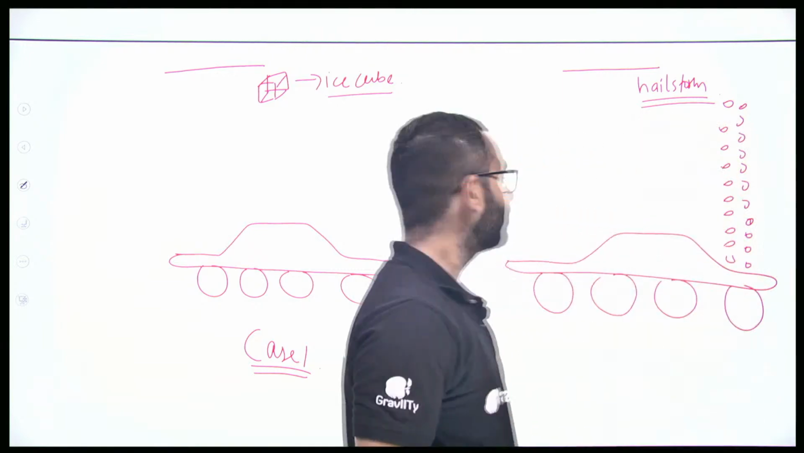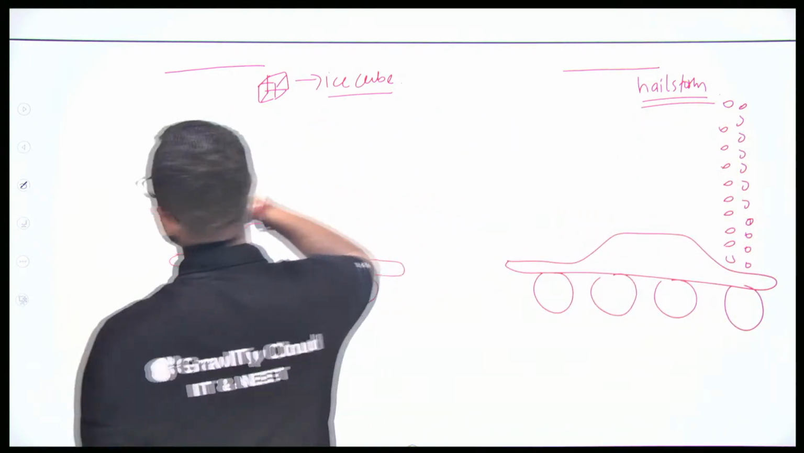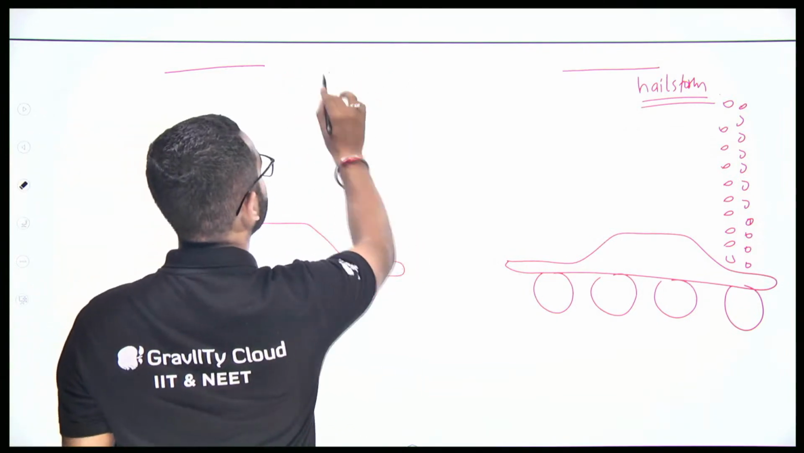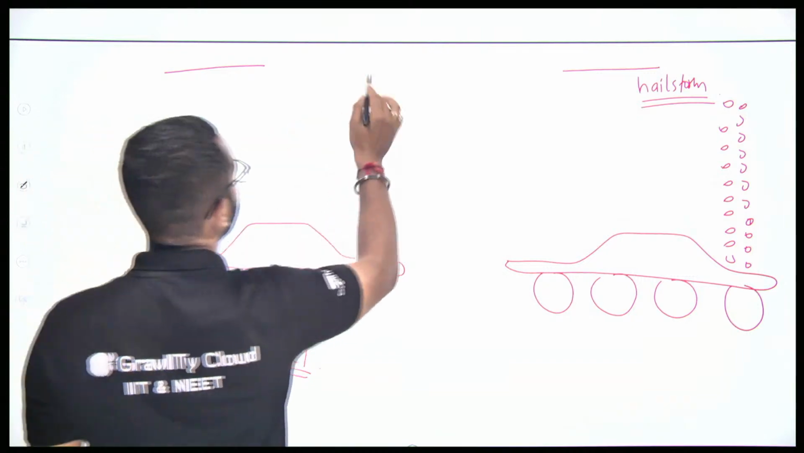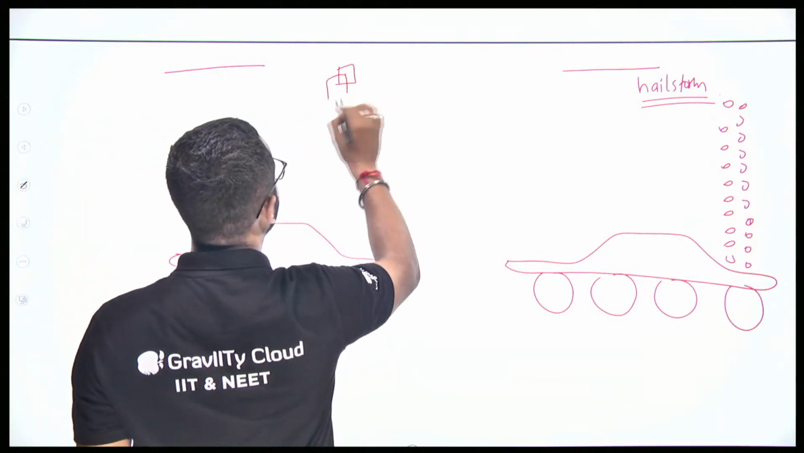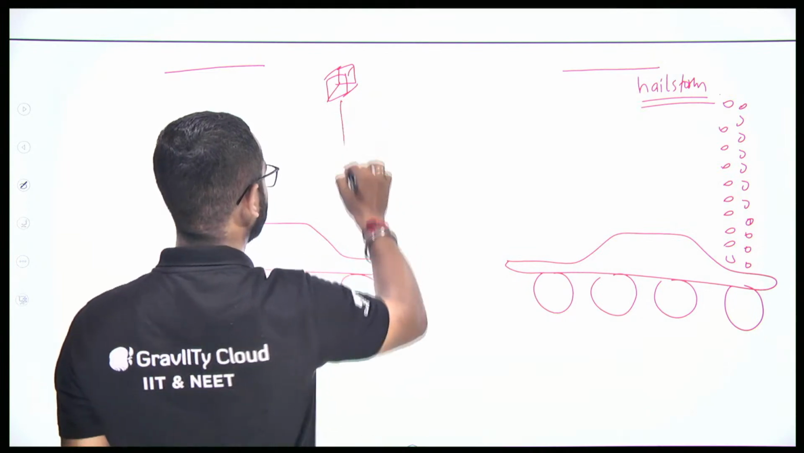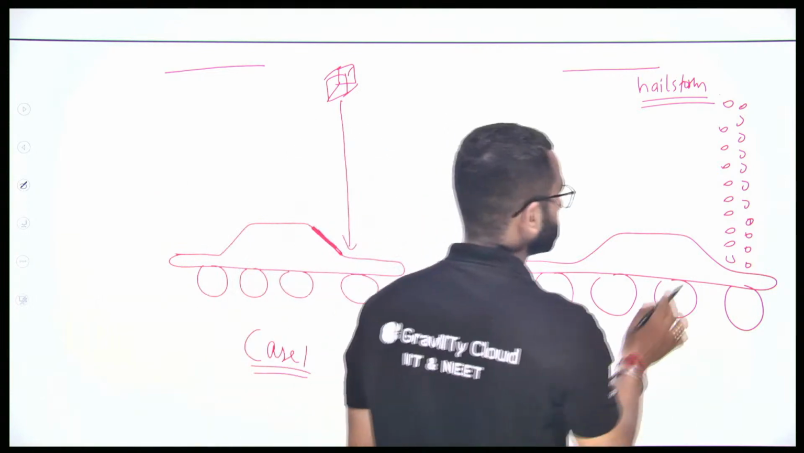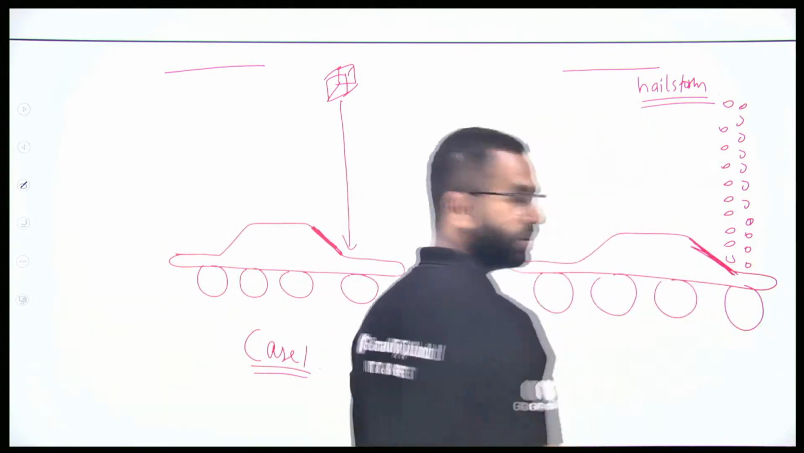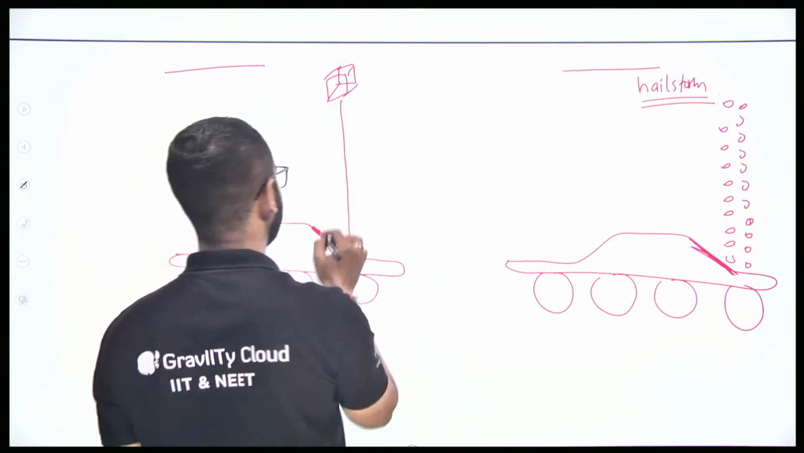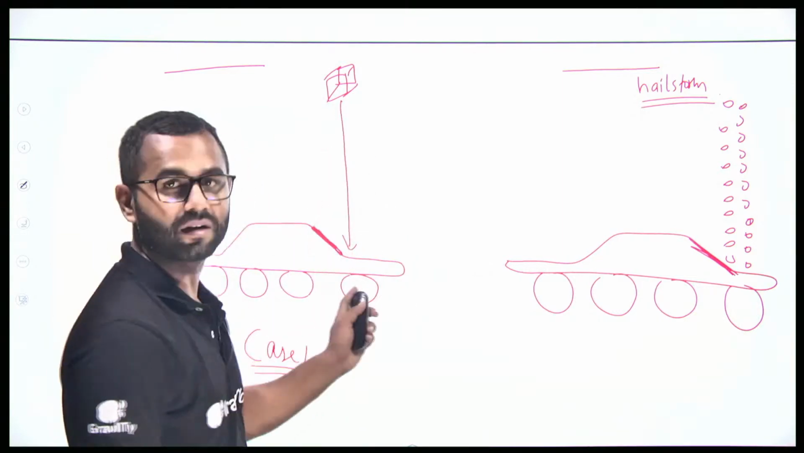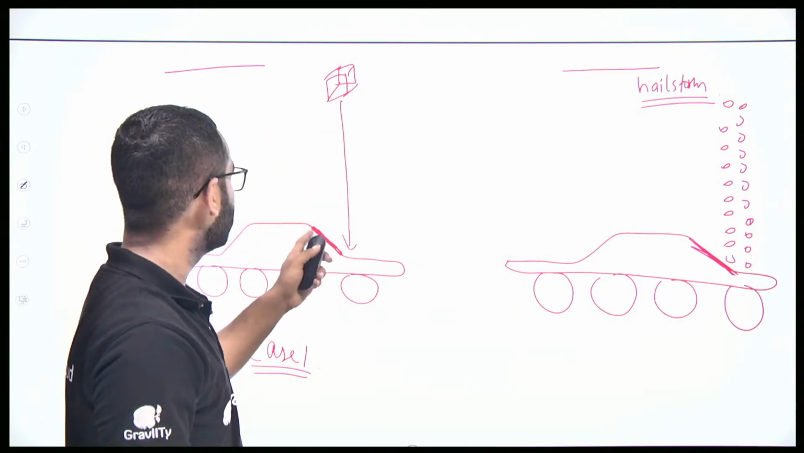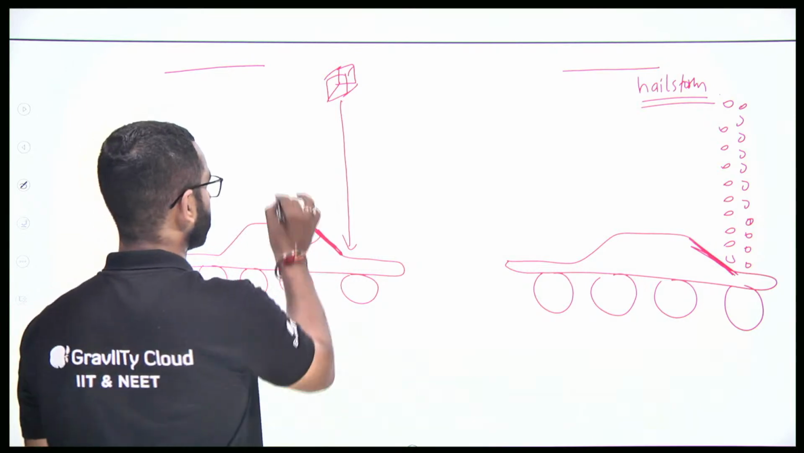Now the point is, suppose this ice cube is here. It falls. When it falls on the windscreen, this is my windscreen of the car, when this ice cube falls on the windscreen of the car, it will create an impact. When this ice cube hits the windscreen.